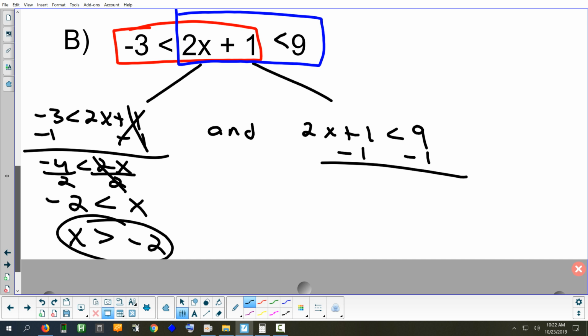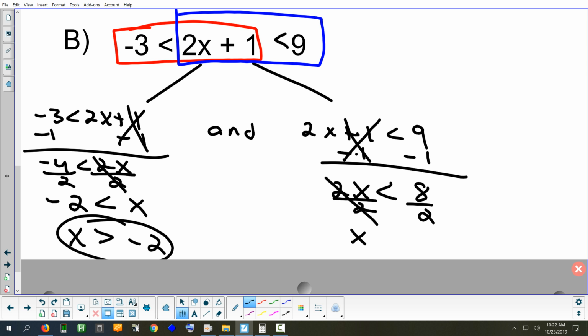Right, and now let's finish up this one. 1 minus 1 cancels out. What's 9 minus 1? 8. You get 8. And divide each side by 2. Nope, don't flip it. What's 8 divided by 2? 4. Okay, I'm not going to graph that one. You guys could graph it. You'd put an open circle on -2, an open circle on 4, and where would you shade? In the middle. Yep, you just shade in the middle.